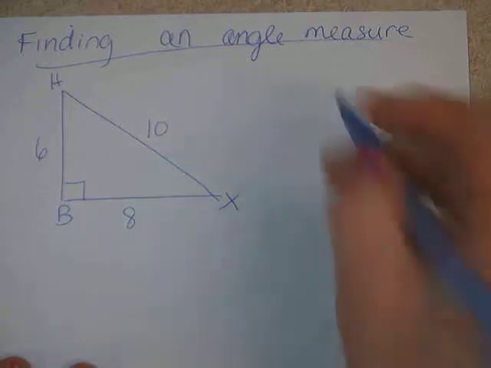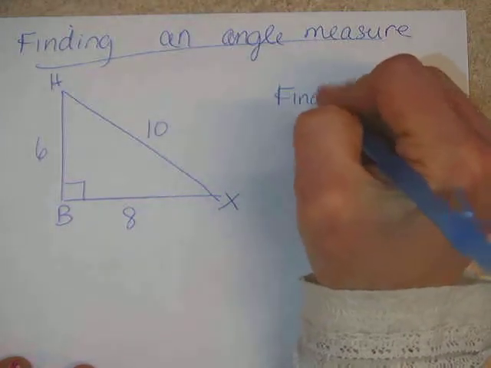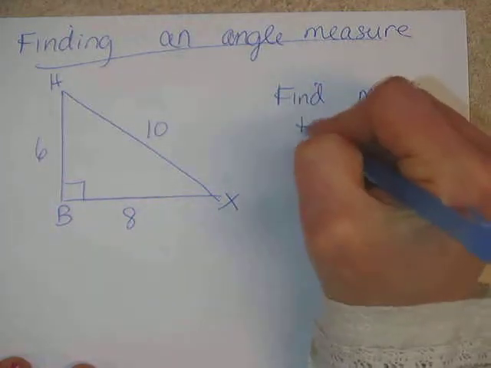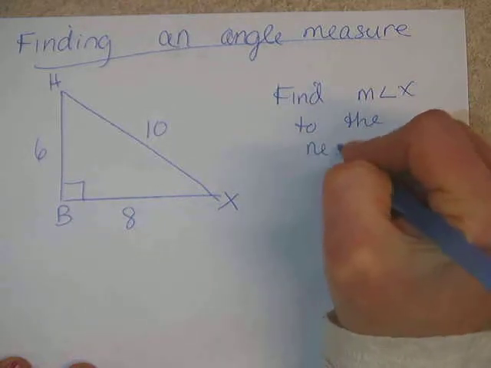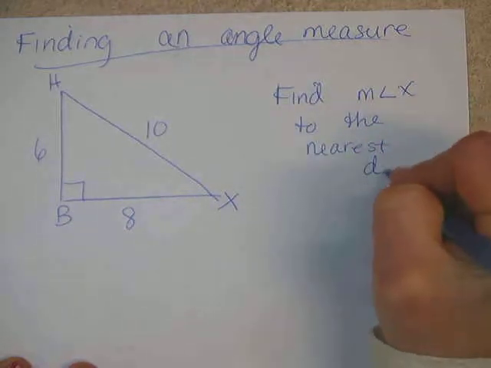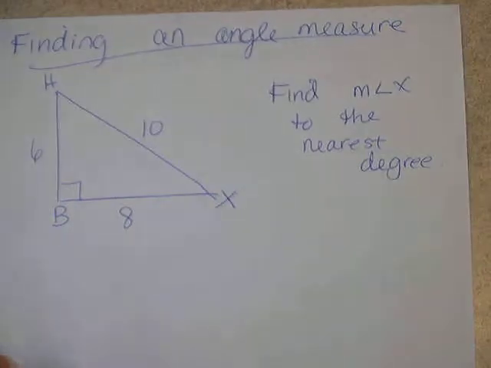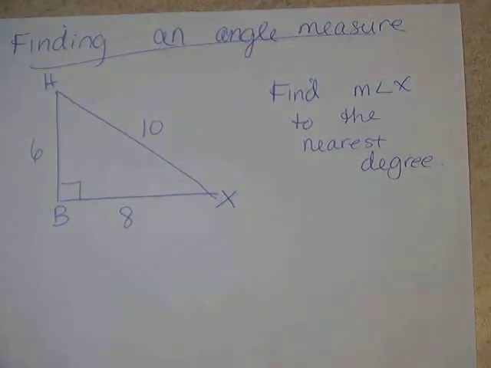So you have something like this, and your directions will say, find the measure of angle x to the nearest degree. Okay. Side lengths, we round to the tenth. Angle measures, we round to the nearest whole number, because we don't usually use decimals with angles.